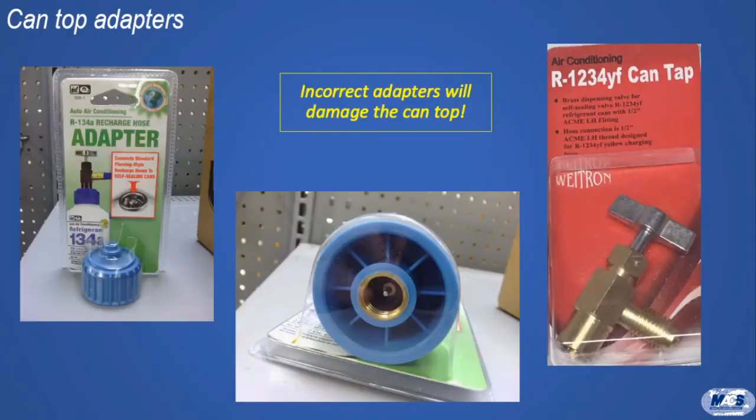Special adapters are required to use these self-sealing cans, so don't try to use your old can taps. Prior to 2018, small cans used a piercing type adapter, which would puncture the top of the can with a sharp pin. But these new valves can easily be damaged by those old taps. Make sure you use the right one.